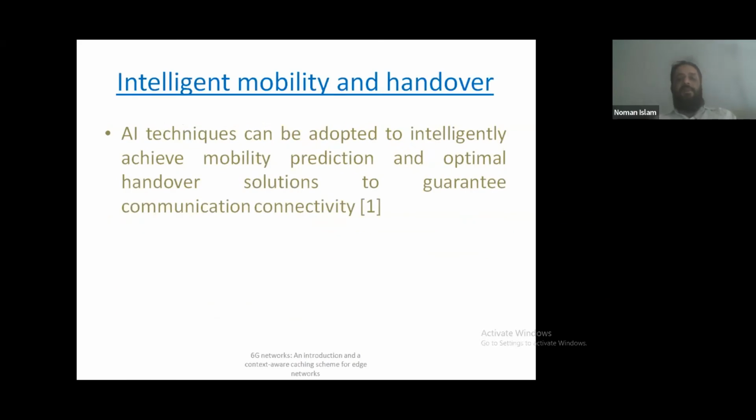Similarly, the mobility and handover mechanism can be handled very easily if you determine the mobility scenario of a particular moving device, and then you can devise a mechanism for intelligent handover.